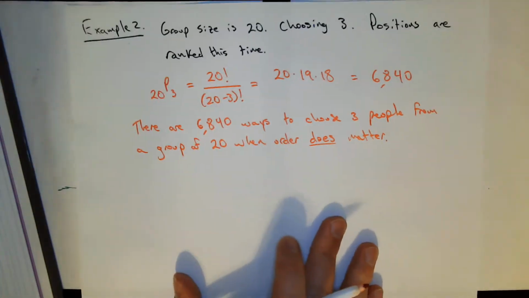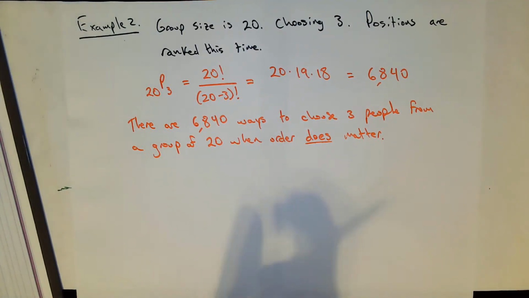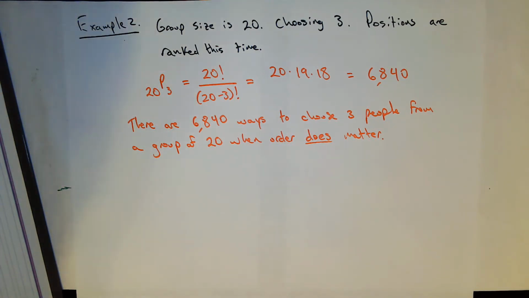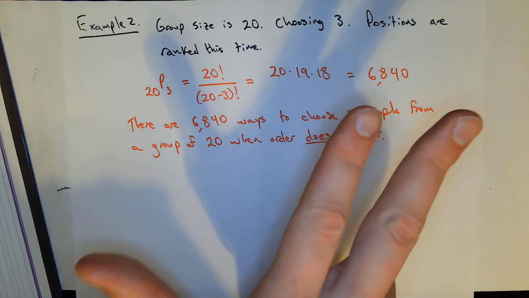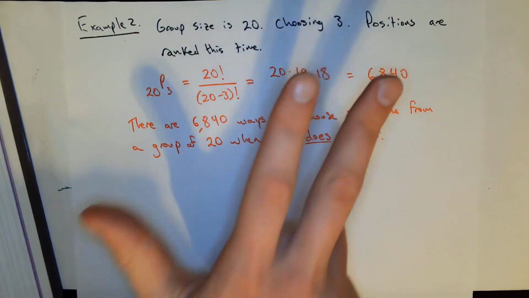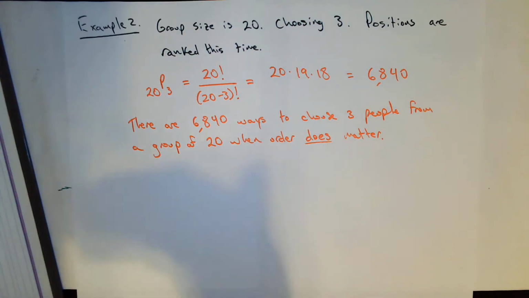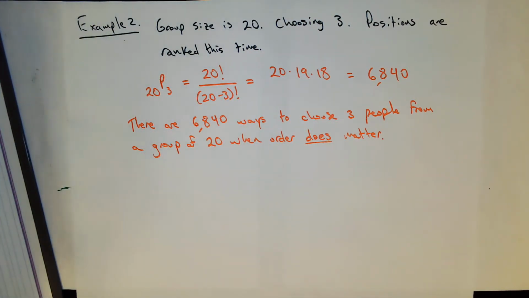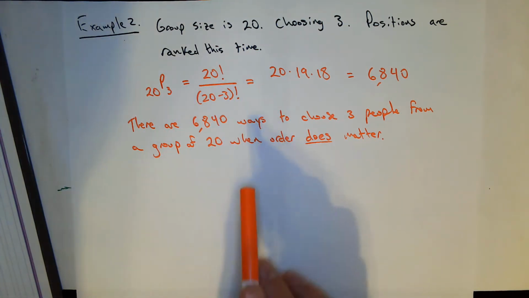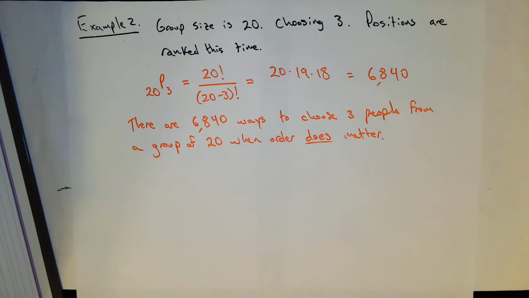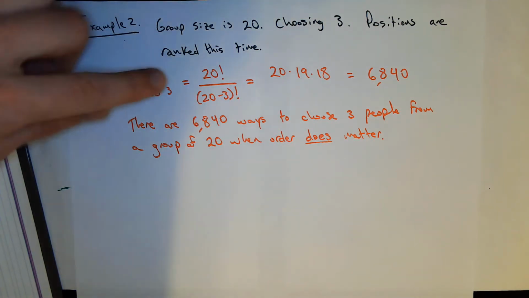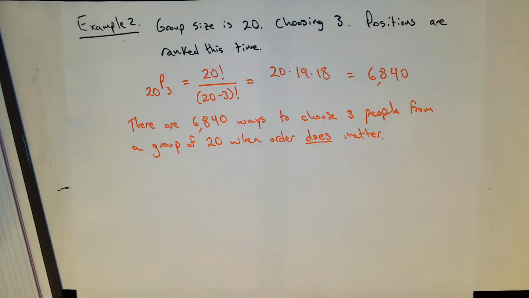So there are this many ways to choose 3 people from a group of 20 when order does matter, because now the different choices are distinct. Me, Leonard, Sheldon is distinct and different from Leonard, Sheldon, me. Those all count as different choices. So that's why there's a lot more than the last example, when it was 20C3.